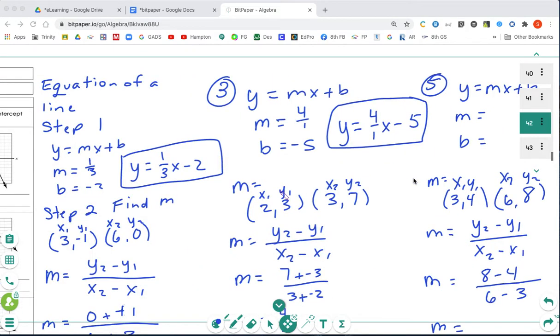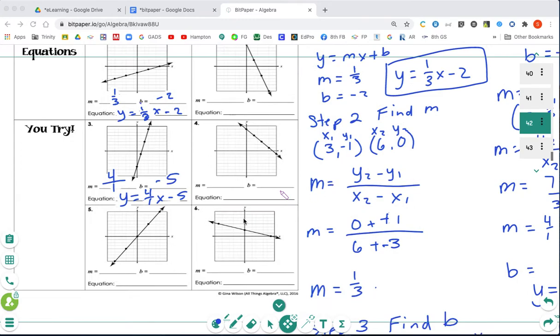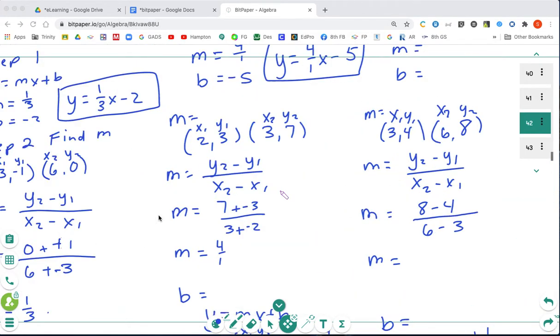Last one, number 5. Go back here. Again, I'm going to use the 2 ordered pairs that have no negatives or the fewest negatives. So I'm going to use these 2 ordered pairs. So those 2 ordered pairs are 3, 4, and 6, 8.